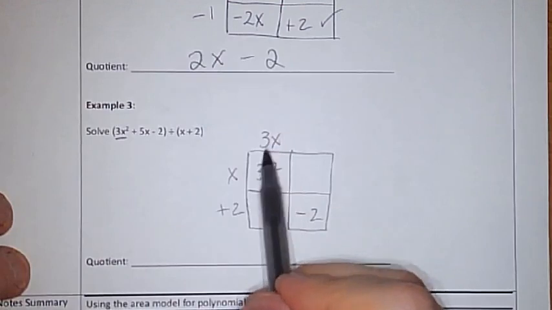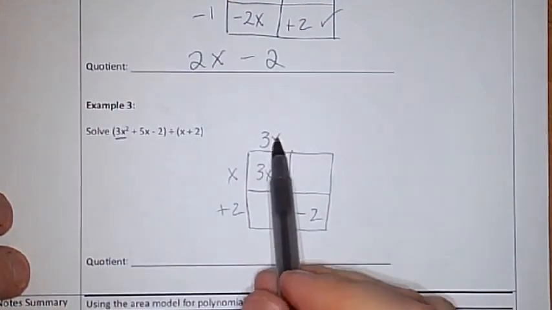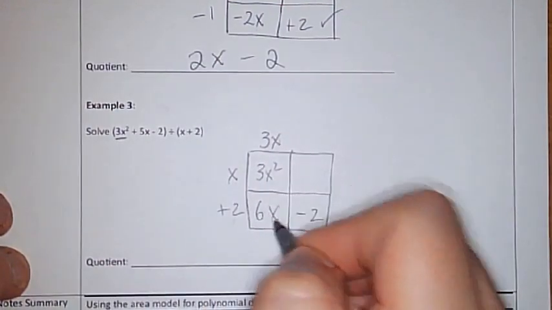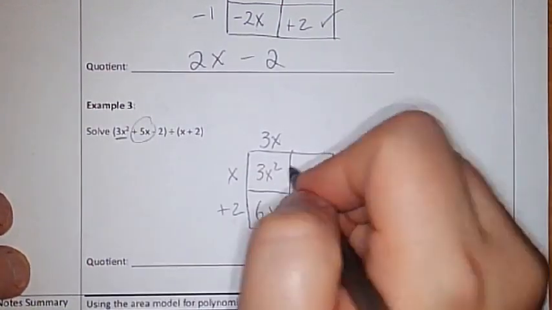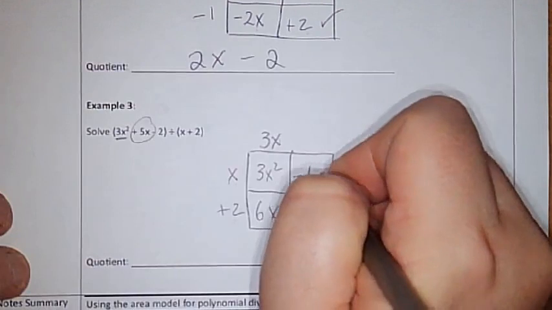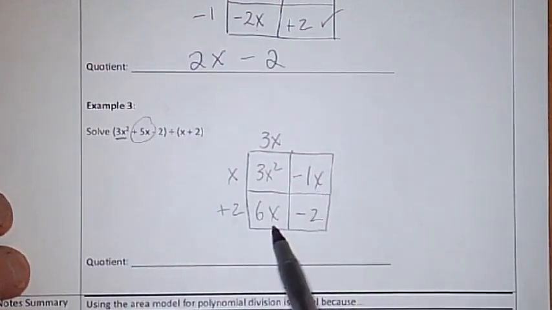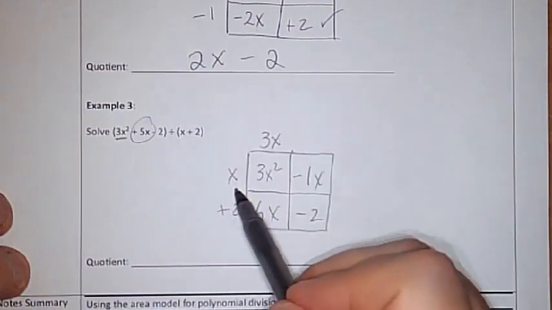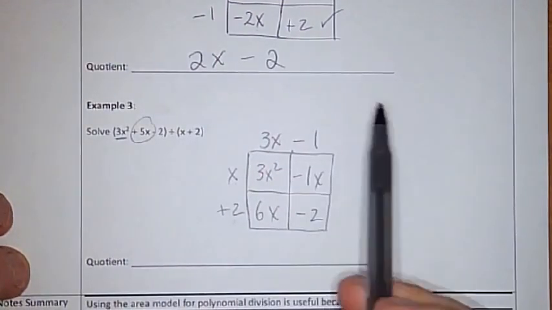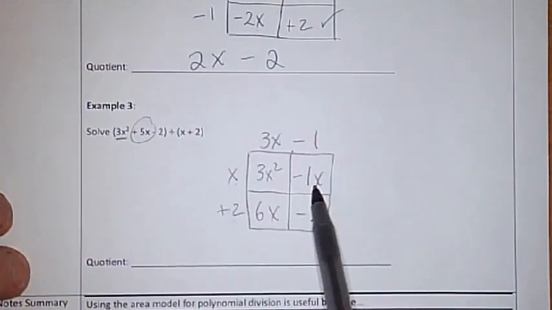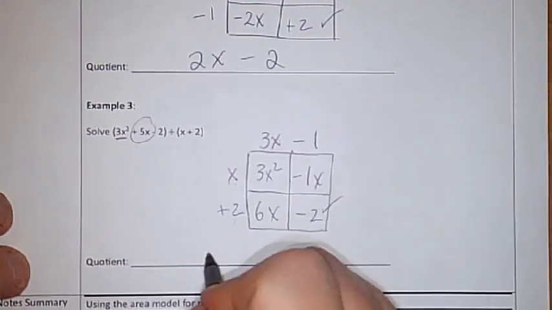3x times 2 is 6x. But I don't want 6x. I want 5x. So this box is going to be negative 1x, so that way negative 1x plus 6x gives me 5x. What times x will give me negative 1x? The answer is negative 1. Negative 1 times x is negative 1x. Negative 1 times 2 is negative 2, which is what I wanted. So when I write my quotient, I will say that it is 3x minus 1.